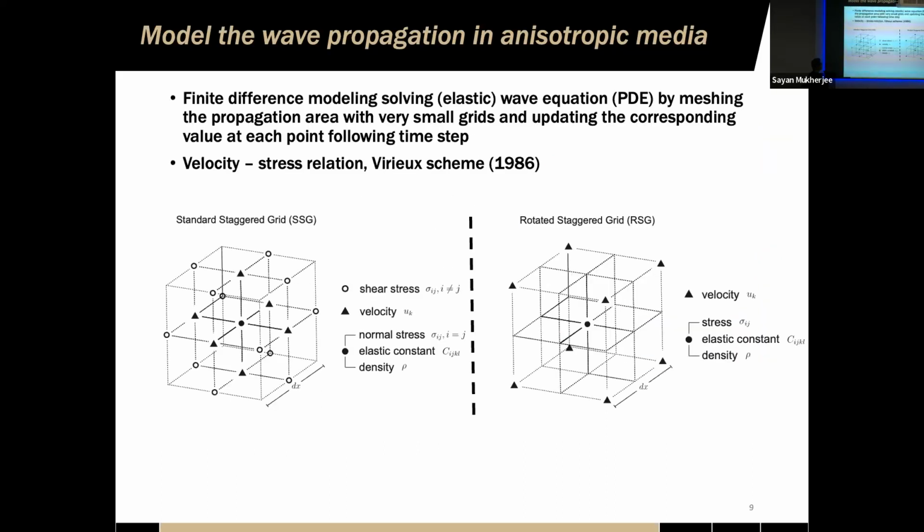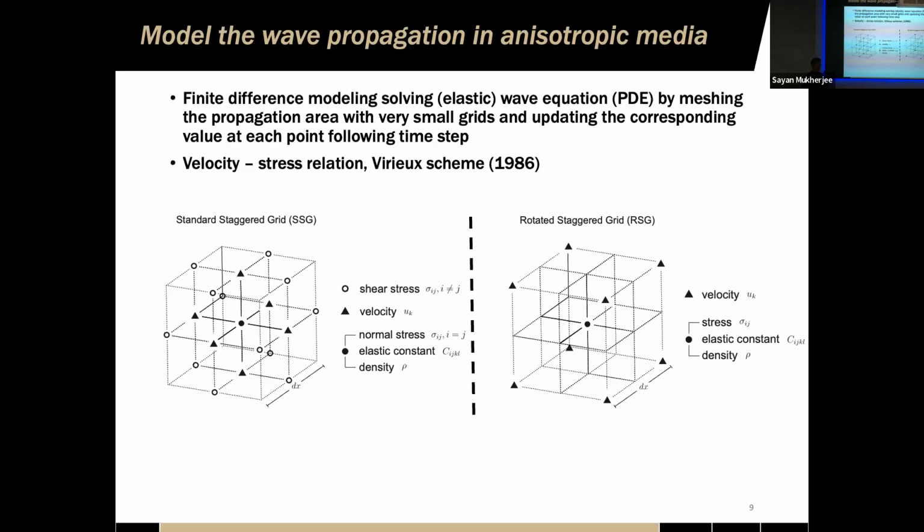So the method I use to perform the forward modeling is finite difference. So it's to solve the elastic wave equation by meshing the propagation area with some very small unit grids, and we keep doing the computing and updating the corresponding value at each point, following the time axis. And the most commonly used for elastic modeling is the velocity stress relation from 1986. It's also called the rotated staggered grid, this one on the left.